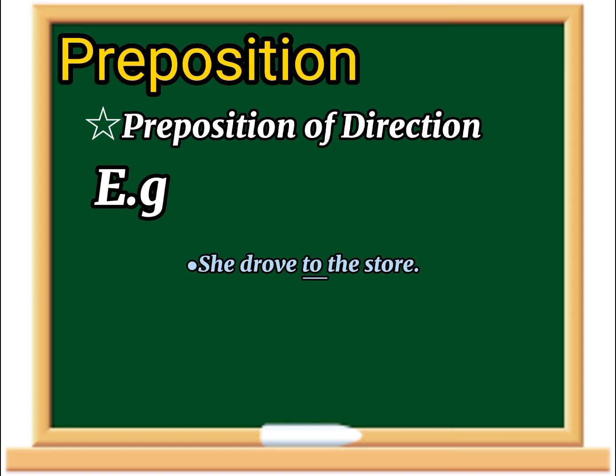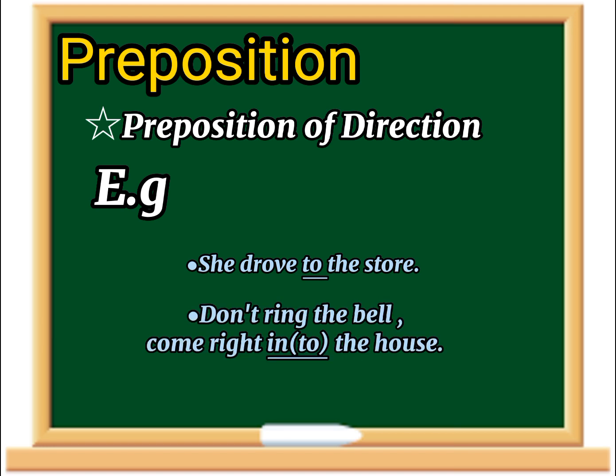She drove to the store. To is used here for direction. Don't ring the bell. Come right into the house. In or into the house, they both can be replaced. So here in or into is used for direction.